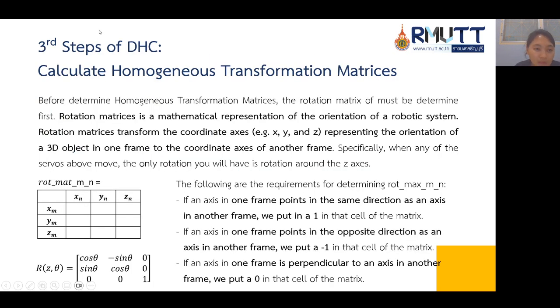And the third step is to calculate the homogeneous transformation matrix. Before determining the homogeneous transformation matrix, the rotation matrix must be determined first.